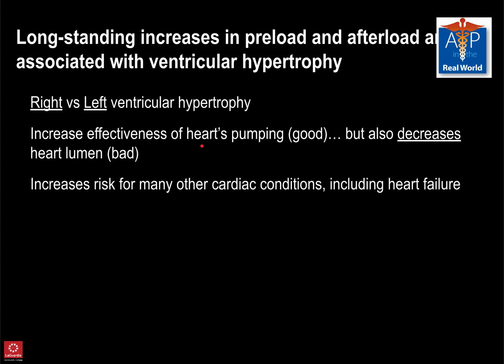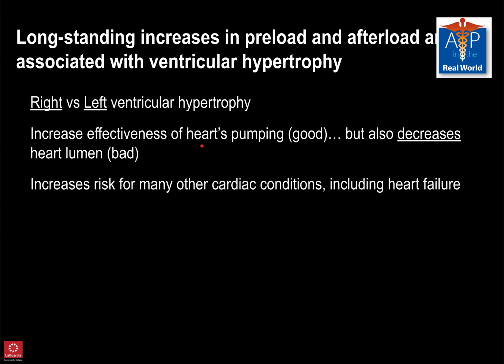Now remember, the heart is constrained, right? That means that it's not getting thicker going to the outside of the heart, right? Because the force goes into the lumen of the heart. So that's important to understand. So the right versus left ventricular hypertrophy is slightly different. Right ventricular hypertrophy most often results from respiratory disease or high blood pressure in the pulmonary circuit. Left ventricular hypertrophy generally results from high blood pressure in the systemic circuit.